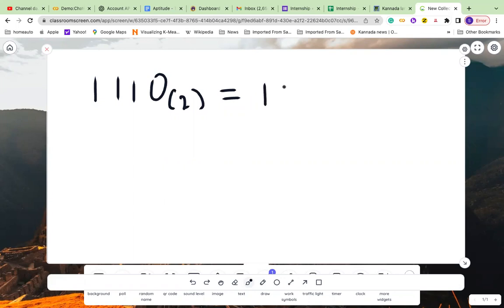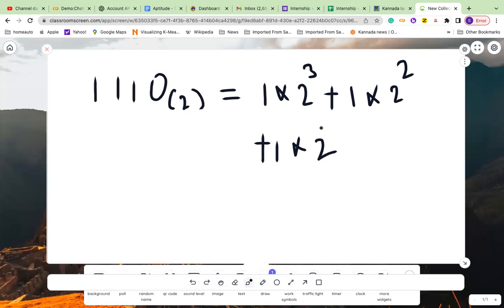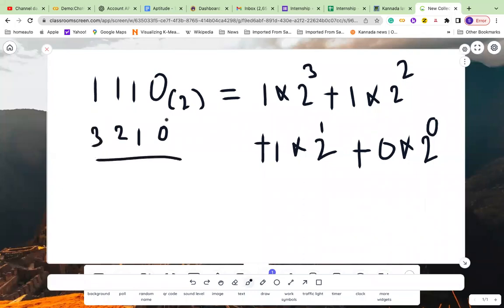1 into 2 to the power of 3, plus 1 into 2 to the power of 2, plus 1 into 2 to the power of 1, plus 0 into 2 to the power of 0. So why did we get 0? This is bit 0, this is bit 1, this is bit 2, this is bit 3. So this is bit location 0.